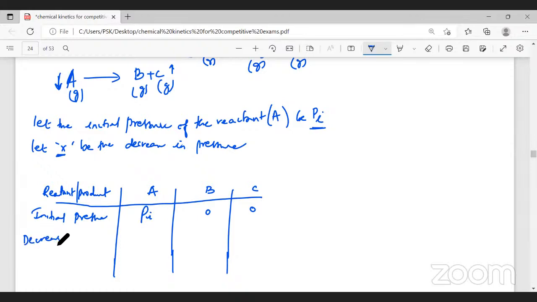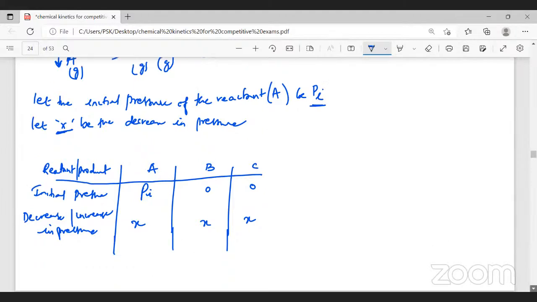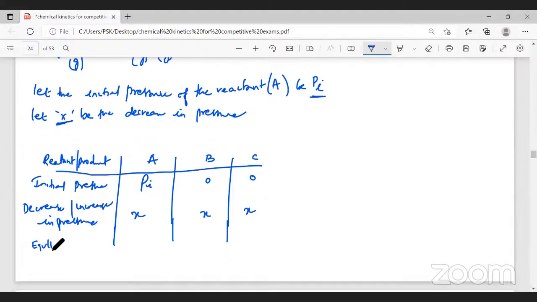Decrease or increase in pressure. What is the decrease in pressure of the reactant? Clearly, the decrease in pressure of the reactant is X. When the pressure of the reactant decreases by X, it means the pressure of the products increases by what unit? X. Now, what is the equilibrium pressure? Pressure at equilibrium is called the equilibrium pressure. So pressure at equilibrium is Pi minus X, and this will be X, and this will be X. This is the equilibrium pressure.